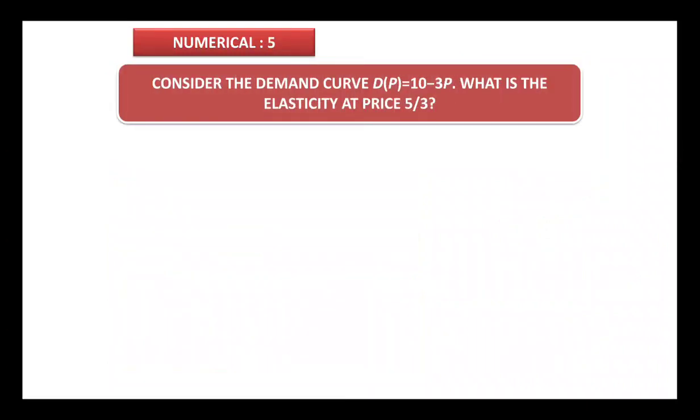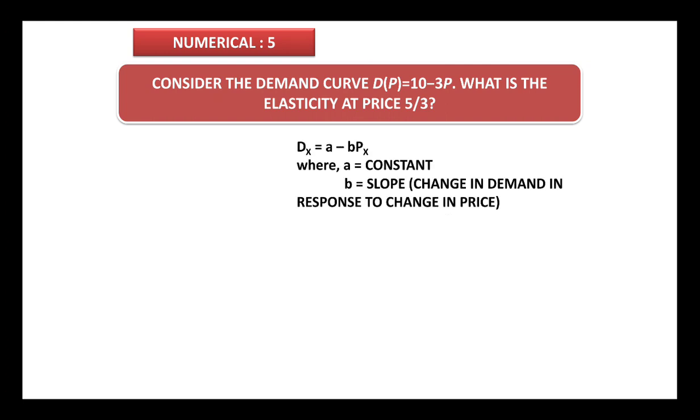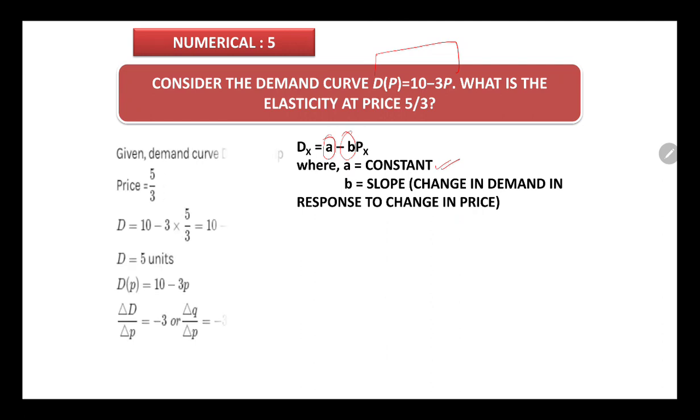Next, consider the demand curve that we have. So these kinds of questions are also important. What will be the elasticity at price 5 by 3? Initially, first you need to understand what kind of equation it is and what these values are. A is an independent unit, it's a constant, and over here B talks about the slope. Slope is whatever the change in demand will be with response to change in the price. Now you have been given this equation and you have also been given the price, so you put the price in the equation, you'll get to know the demand, right?